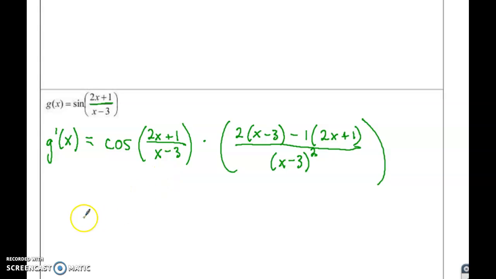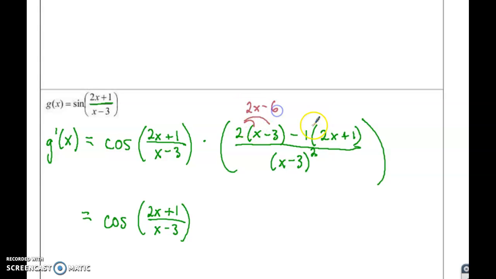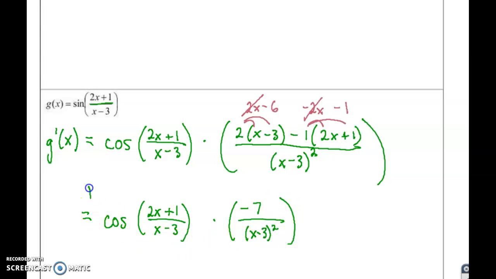Now this one I think it's worth the practice to simplify. You can't really do anything with this cosine of 2x plus 1 over x minus 3. But as I'm looking at the numerator on this, you can distribute the 2 in there. So you're looking at 2x minus 6. Let's see, that's minus 2x minus 1. So these would actually cancel. And what you're looking at is this quantity of negative 7 over x minus 3 squared. So this is how I would label my answer.